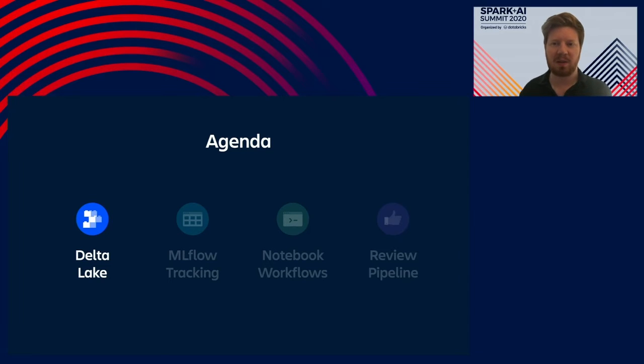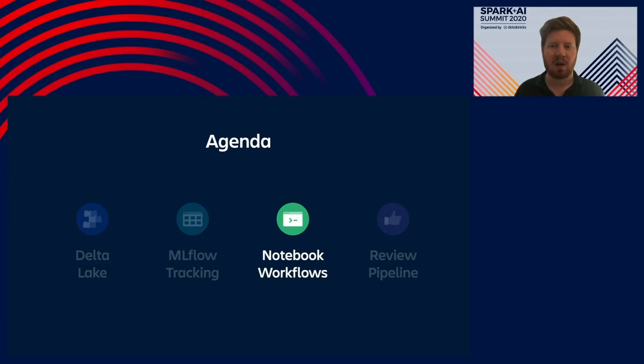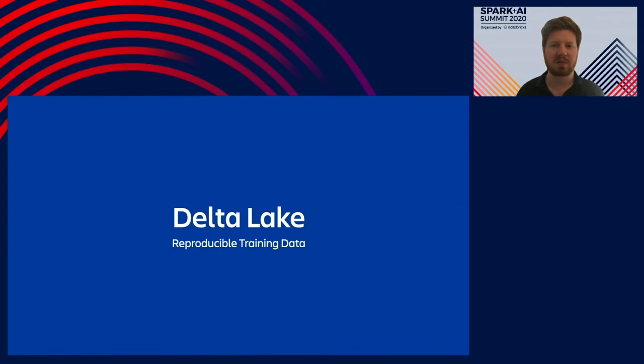We'll start by talking about Delta Lake, which is the tool that we're using for the modeling dataset and also for the model outputs. Then we'll take a look at MLflow tracking. This is where we're managing the fleet of models that we need to generate the forecast. Then we'll look at notebook workflows, where we've taken an imperfect process and made it robust and reproducible using notebooks. And finally, we'll review the pipeline to see how well it's achieved its objectives. So let's jump straight into Delta Lake.